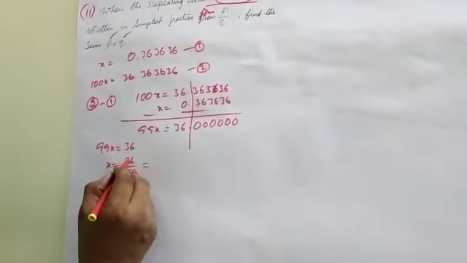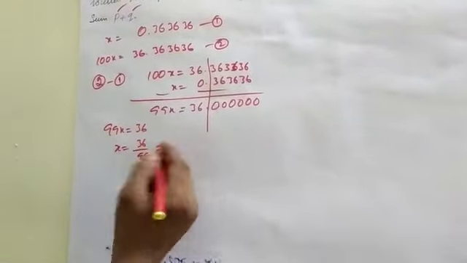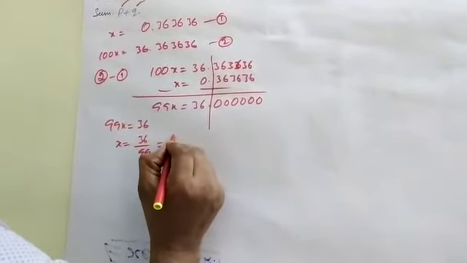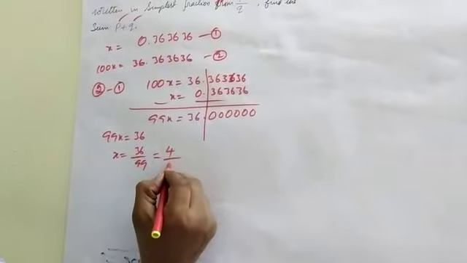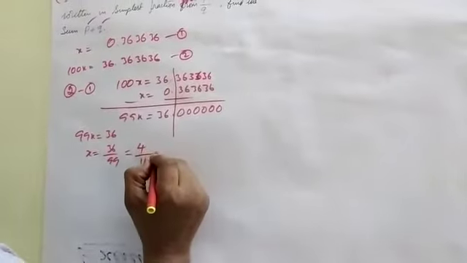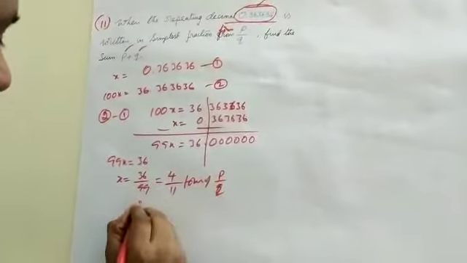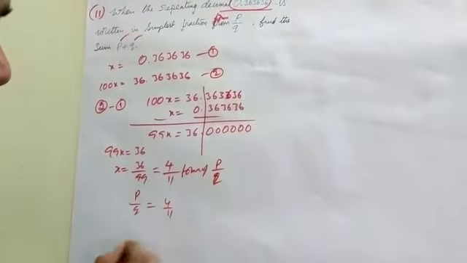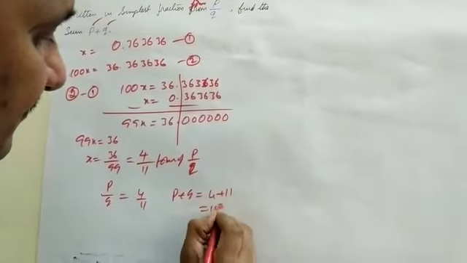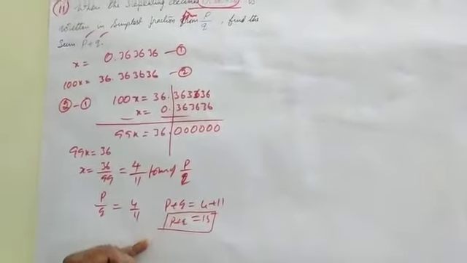See, this is divisible by 3, also divisible by 9. 6 plus 3 is 9, 9 divided by 9. 9 fours are 36, 9 elevens are 99. This is the form of P by Q. Therefore P by Q is equal to 4 by 11. The sum P plus Q is equal to 4 plus 11, that is equal to 15. Therefore P plus Q is equal to 15.